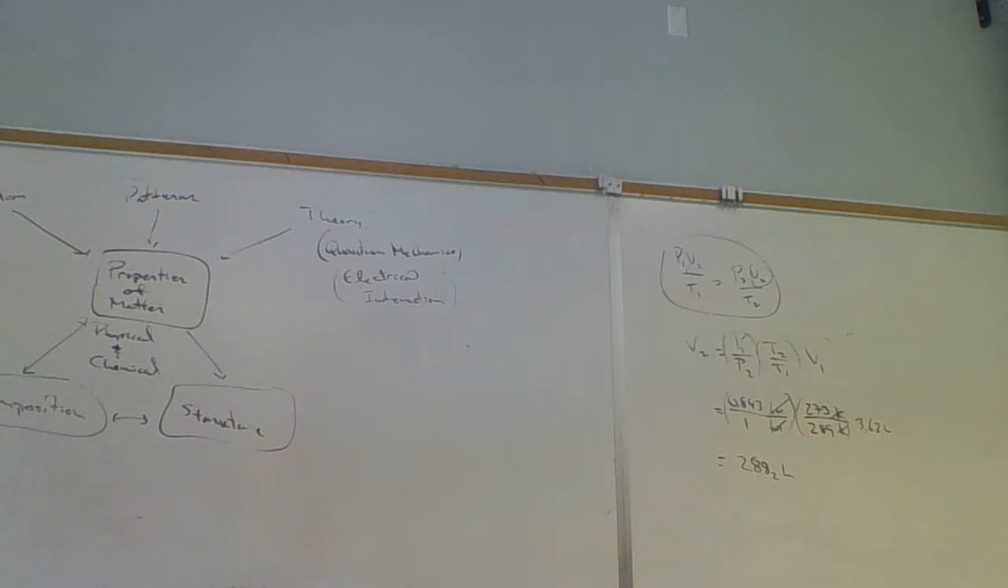Do you remember doing this? Deriving Charles' law from theory? Yeah? No, obviously not. How did we do Charles' law? Yeah, through observation. It's just a simple mathematical pattern. That's what we did. We could have done it theoretically.